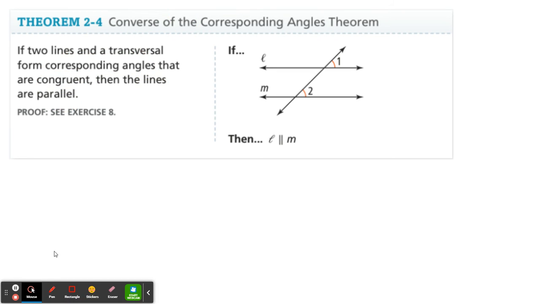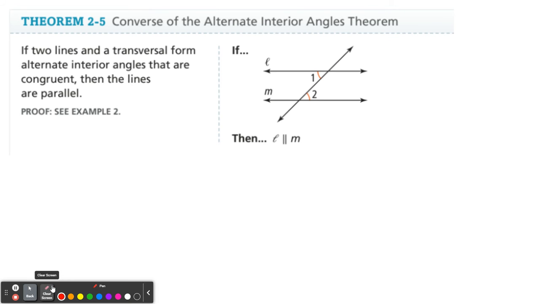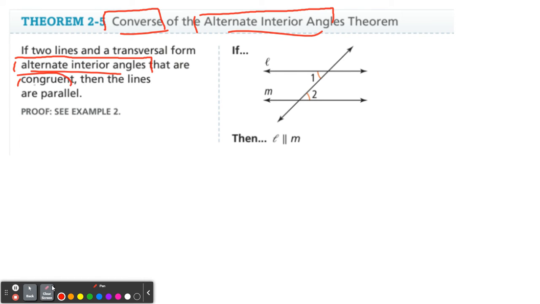Same thing for the next ones. Same thing here for the converse of the alternate interior angles theorem. If you have alternate interior angles that are congruent, then you can say the lines are parallel. So in this picture, if angle 1 and angle 2 are congruent, then L must be parallel to M.